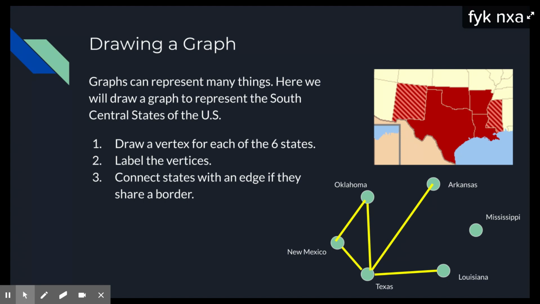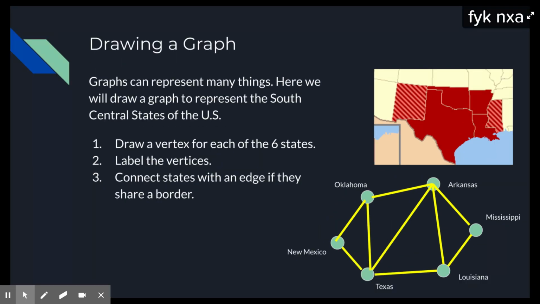Oklahoma also borders Arkansas, so I'm going to connect those two. And then Arkansas borders both Louisiana and Mississippi, so I'm going to connect those two. And then finally, Mississippi needs to be connected to Louisiana because they share a border as well. And now my graph is done.